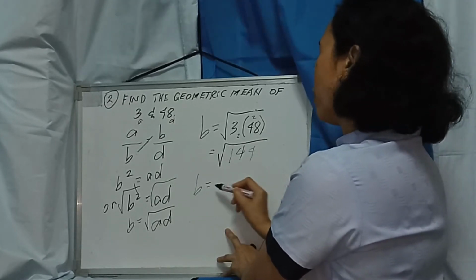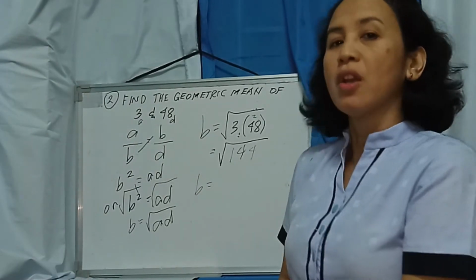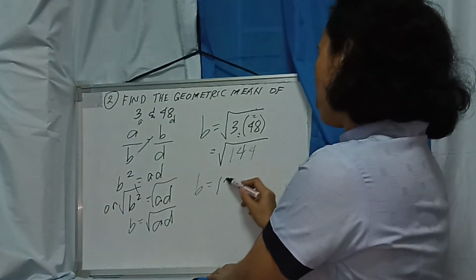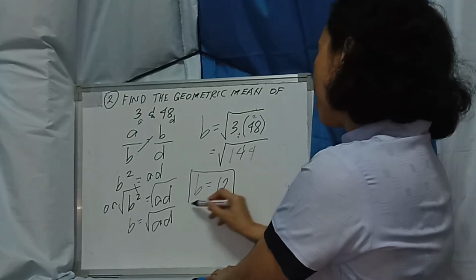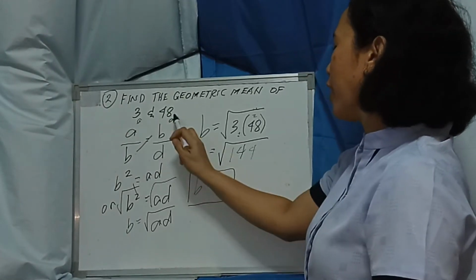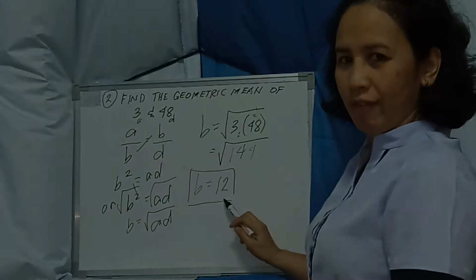So what is the square root of 144? That is positive 12. So the geometric mean between 3 and 48 is 12.